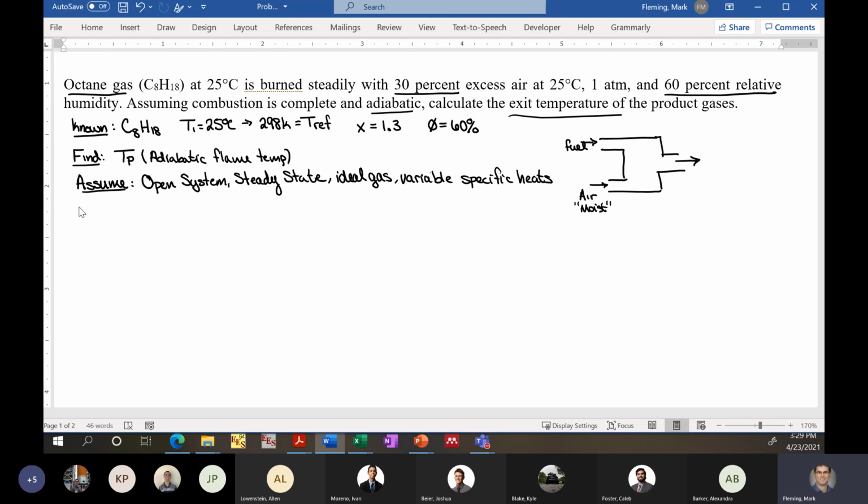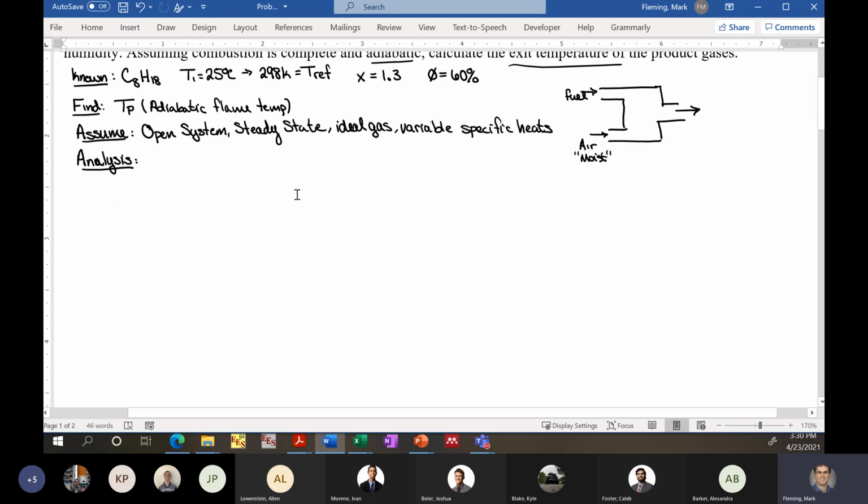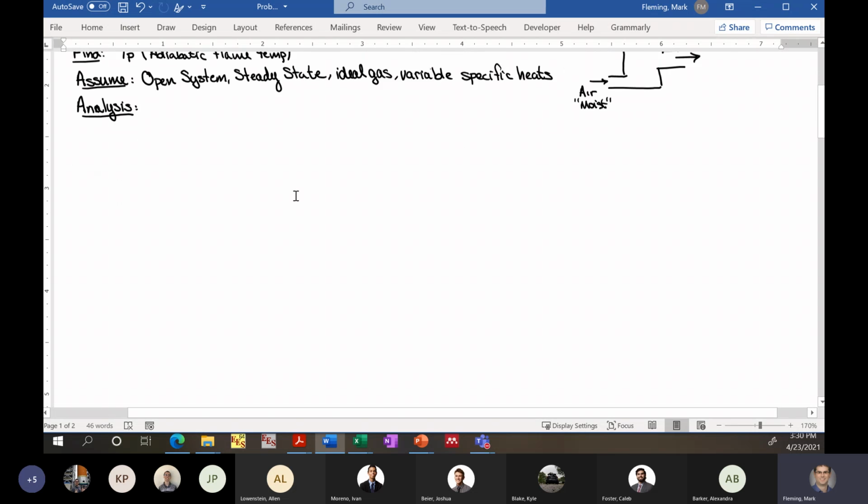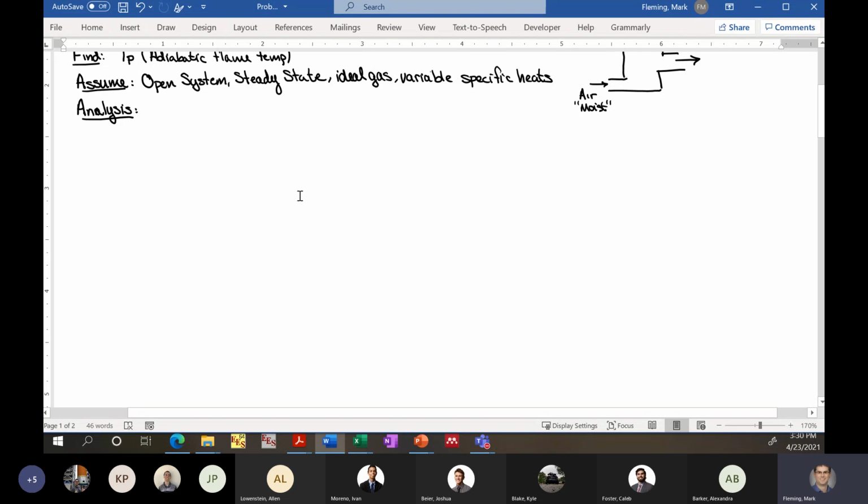And so once we've gotten the problem set up, we can begin our analysis. Okay, so where do we want to begin and how do we want to approach this problem? Well, we're going to begin the analysis the same way that we've begun most of our combustion problems. We're going to do the stoichiometric balance for our very simple combustion, our perfect combustion analysis.